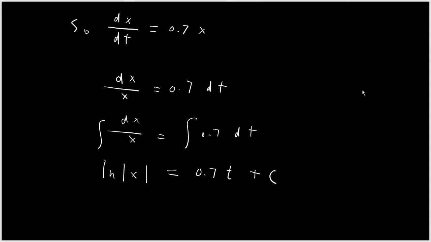Now we are going to solve the equation for x. We are going to write x in terms of t. We are going to write x as a function of t in a nice form. So we have the absolute value of x. The absolute value of x is equal to e to the power of 0.7t and then plus c.